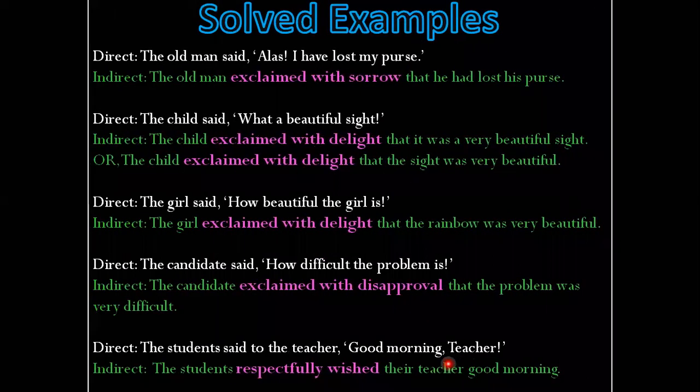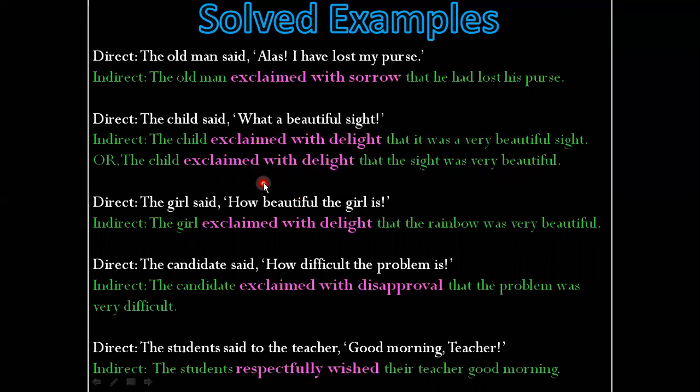Here are some more solved examples of direct and indirect speech of exclamatory sentences. These solved examples will definitely help you have a better understanding of the transformation, the change of direct and indirect speeches of exclamatory sentences. In some cases, as you can see in the second sentence, a sentence can be transformed into indirect speech in more than one way.